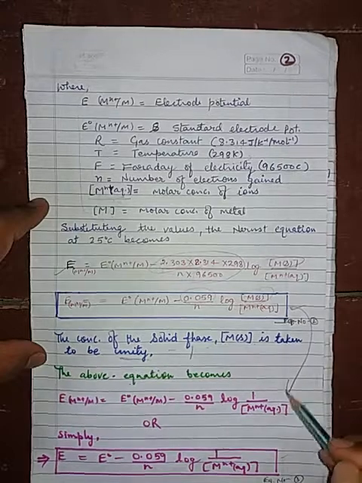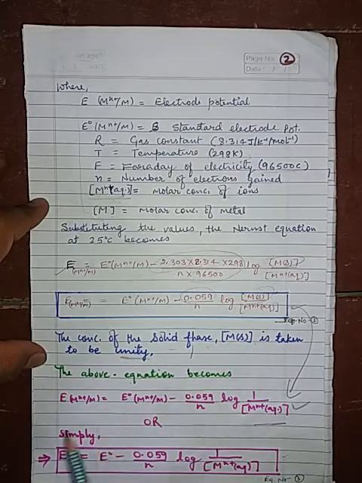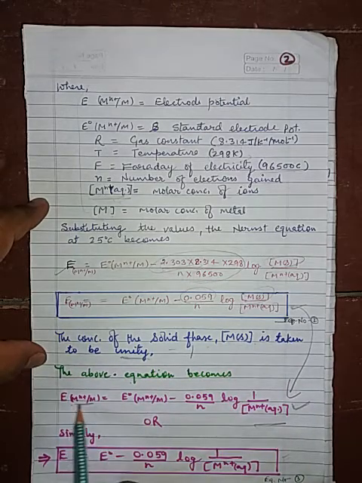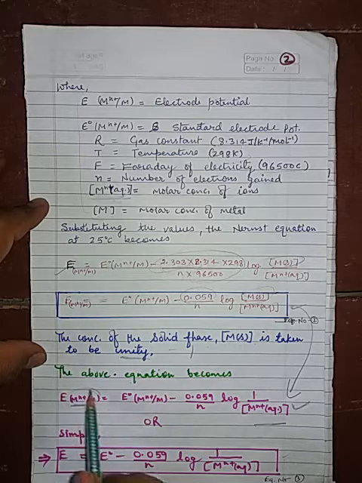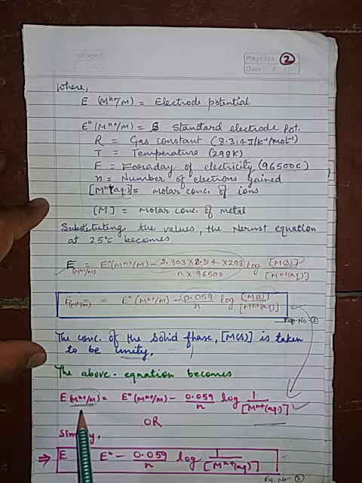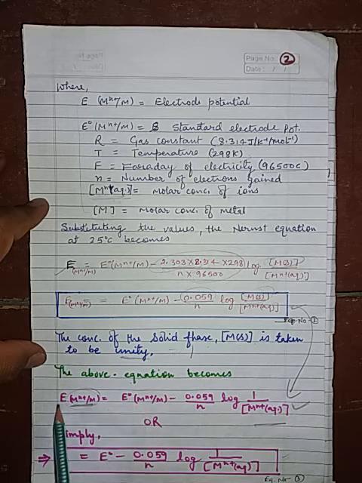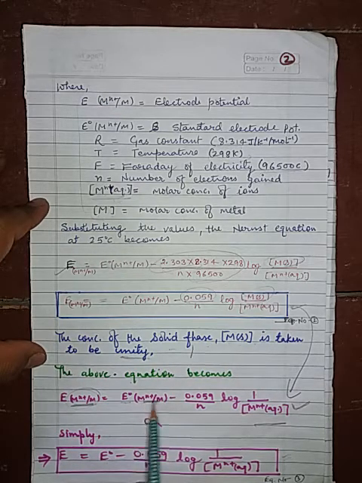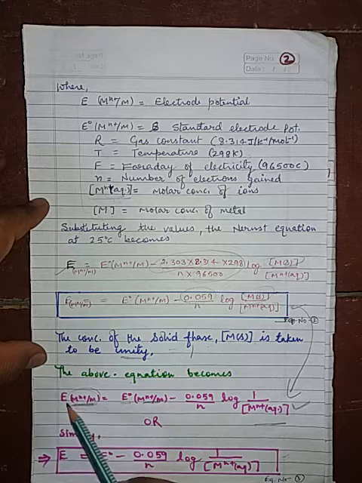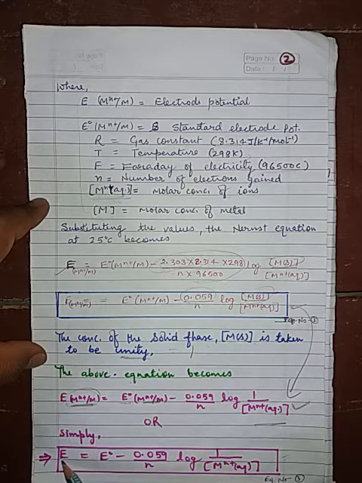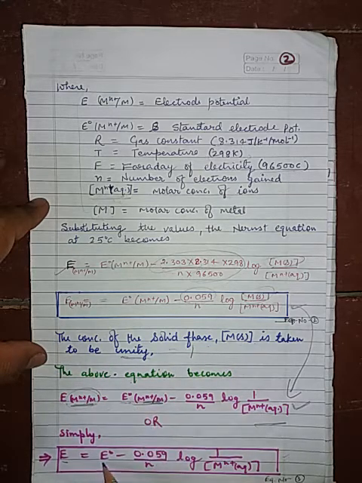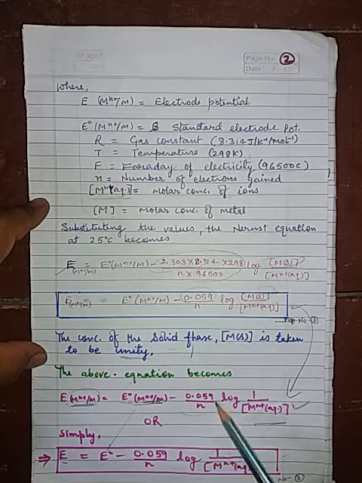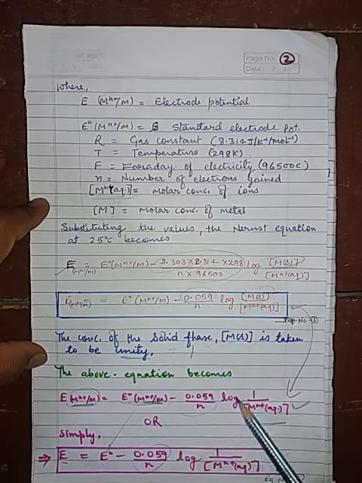Now this equation can be written as follows. As we know that this is the representation of a half reaction, half cell, for the other conditions, and this is for standard, we can ignore these terms also. So therefore we can simply write E as this, and this term can be written as this, and again the same value is written here.